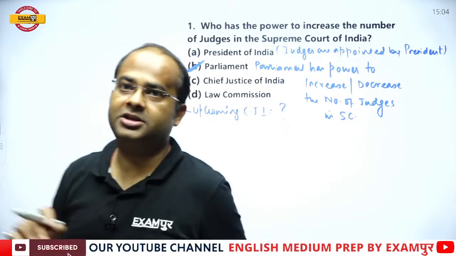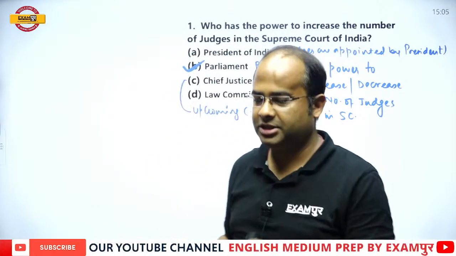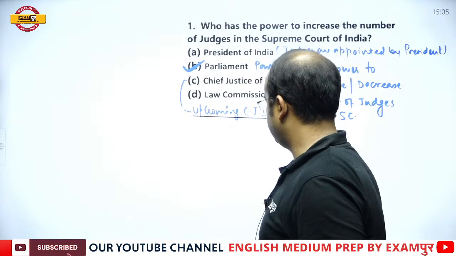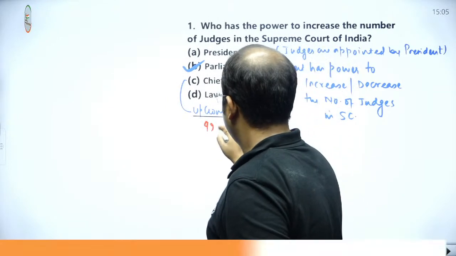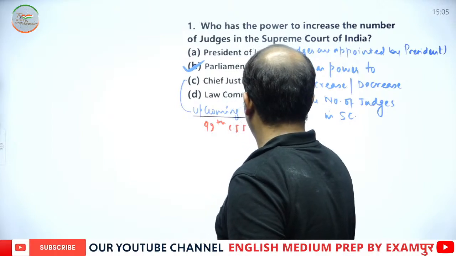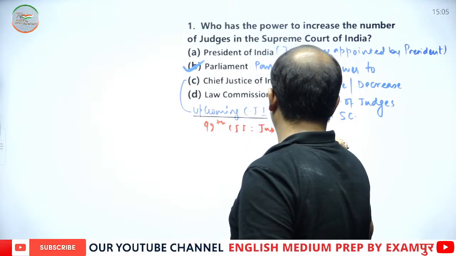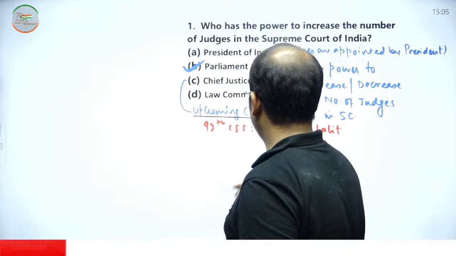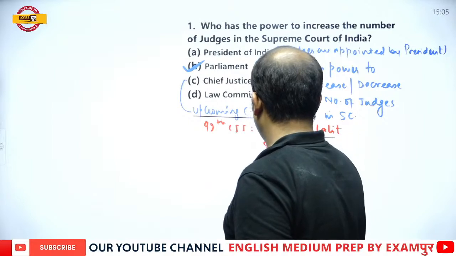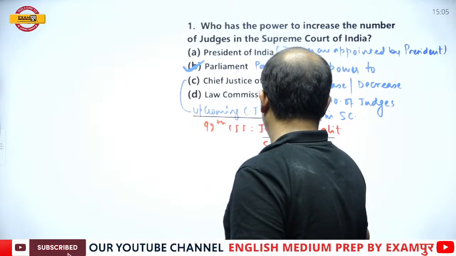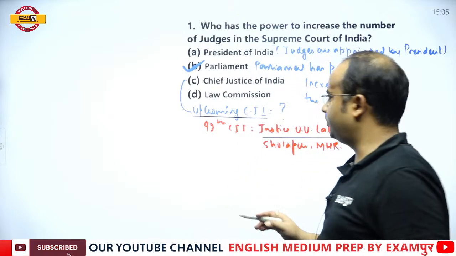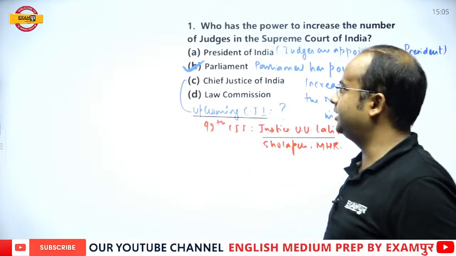The name is Justice Uday Umesh Lalit, that is Justice UU Lalit. The upcoming Chief Justice of India will be the 49th Chief Justice of India, Justice UU Lalit, and he is from Solapur, Maharashtra.